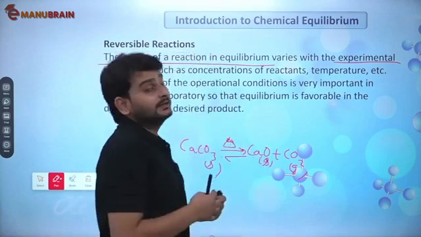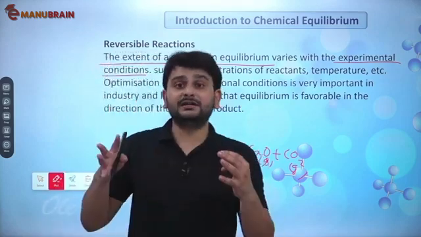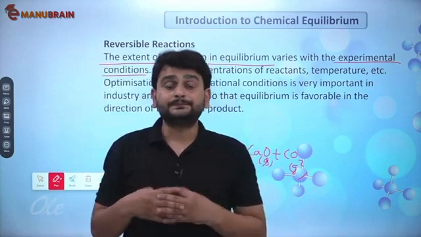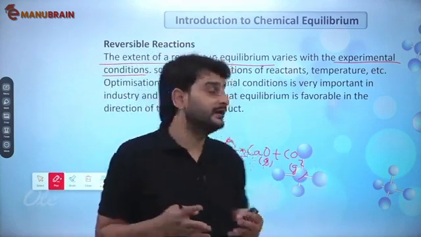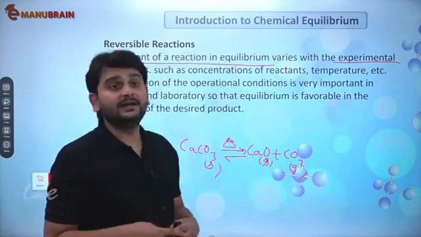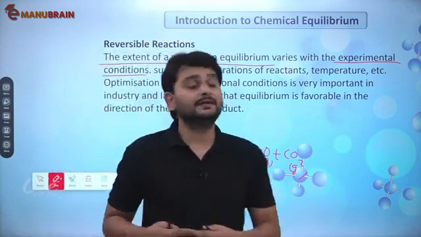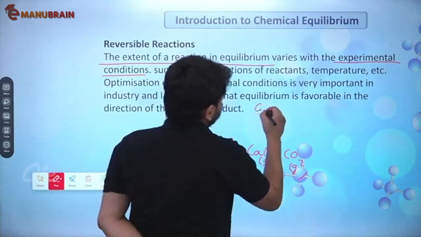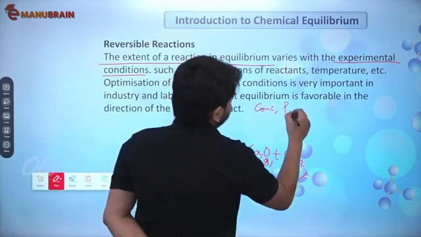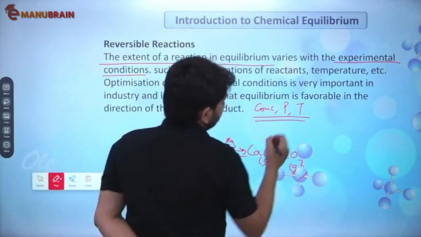Some reactions would reach equilibrium at 98%, some reactions might reach equilibrium at 5%. That all depends on the conditions and the tendency. So conditions could be the concentration, the pressure, the temperature. These are very, very important.